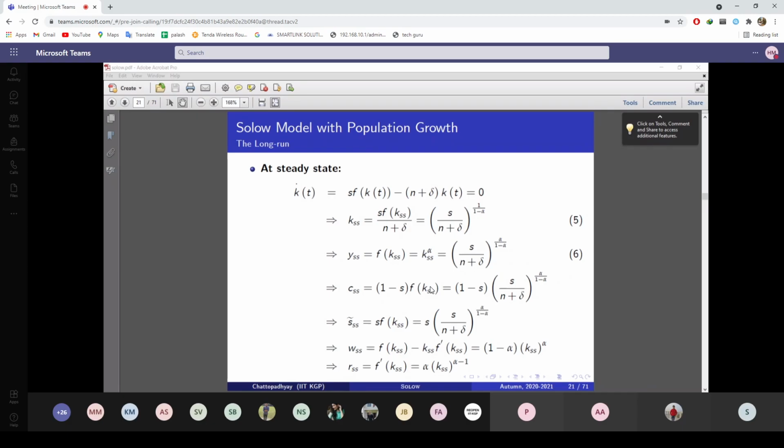Clear? Discussion? Yes, sir. Clear, right? Now, what is the golden rule level of capital stock? Divyangs, please unmute yourself. What is the golden rule level of capital stock I have just defined?